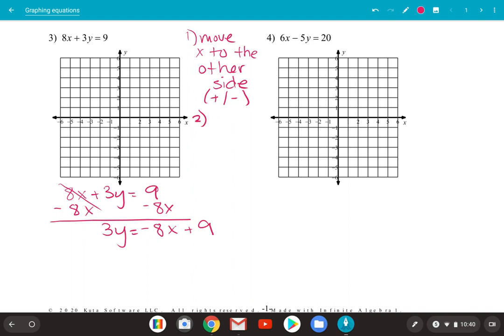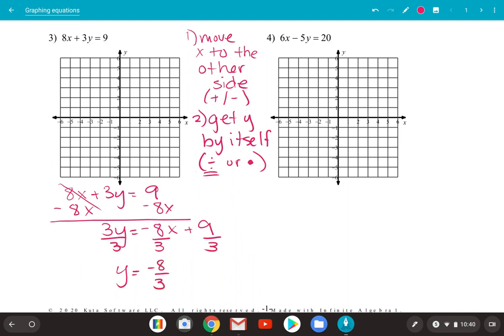Second thing, get y by itself. This is usually going to be a division, sometimes going to be a multiplication, but not very often. It's mostly going to be division. So we're going to divide everything by 3. So y equals -8/3. We can't divide 8 by 3 if you want a decimal, but graphing, we do not want decimals. Those are nasty. 9 divided by 3 is 3.